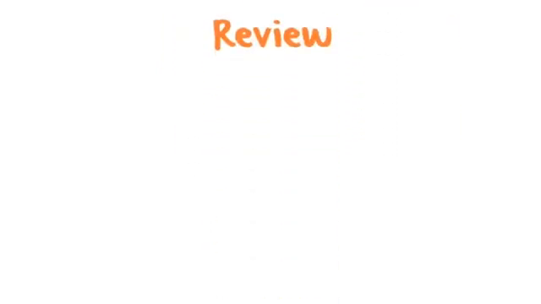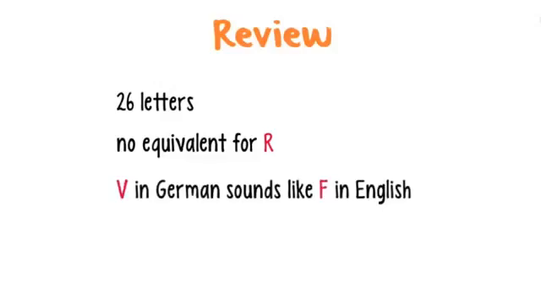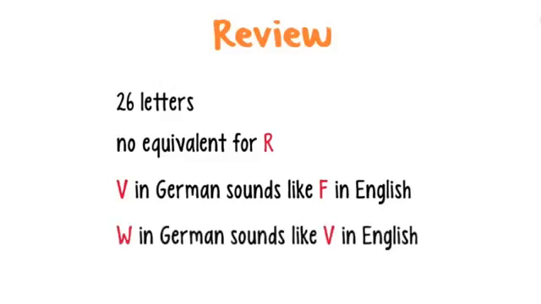Now let's review what you just learned. You learned the 26 letters of the German alphabet and also 26 words. You also learned that there is no equivalent for the letter R and that the letter V in German sounds like F in English and that the letter W in German sounds like the V in English.